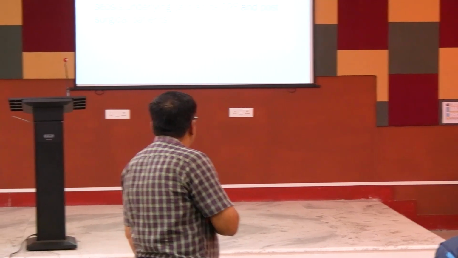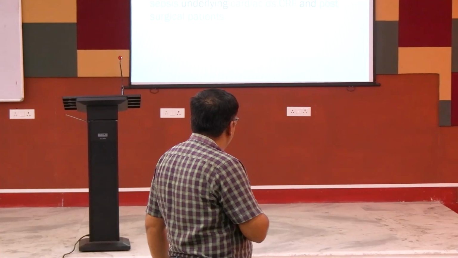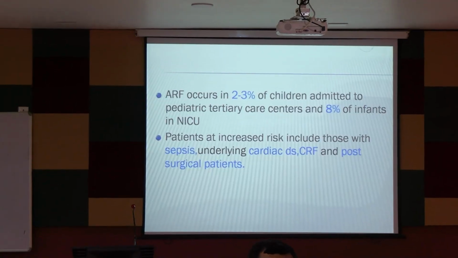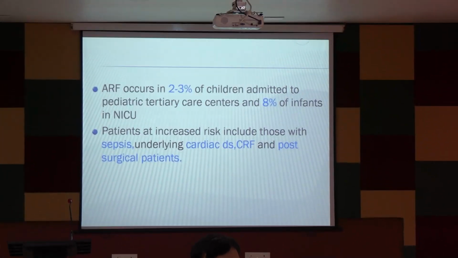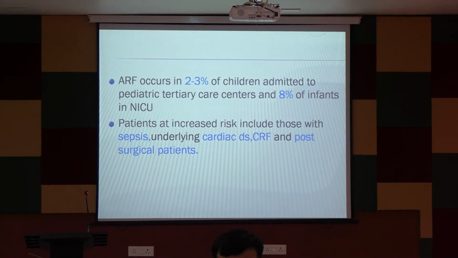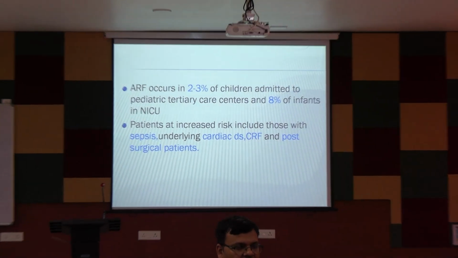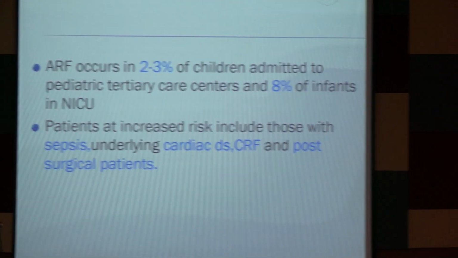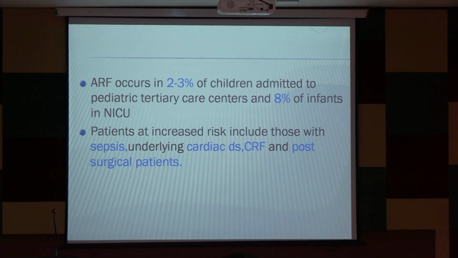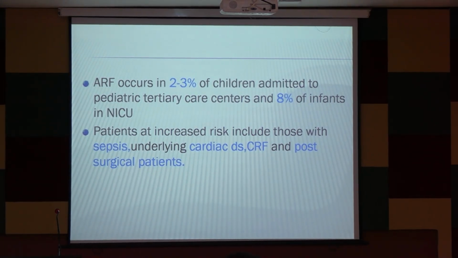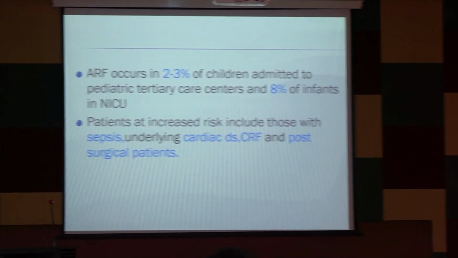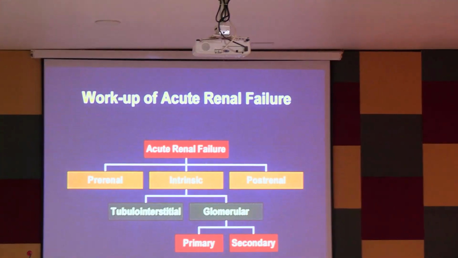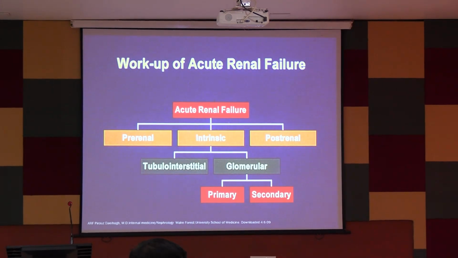Generally acute renal failure occurs in 2 to 3% of children admitted in pediatric tertiary care and 8% of infants in the NICU, neonatal intensive care unit. And it is due to pre-renal, renal or post-renal causes. Pre-renal means before the kidney, and renal means pathology within the kidney, and post-renal means after the pelvic calyceal junction, in the ureter or maybe the urethra or the bladder. Any collecting system problem in the ureter, urethra or bladder is post-renal. Pre-renal means before the kidney. Now those are the causes of acute renal failure: pre-renal, intrinsic or post-renal.